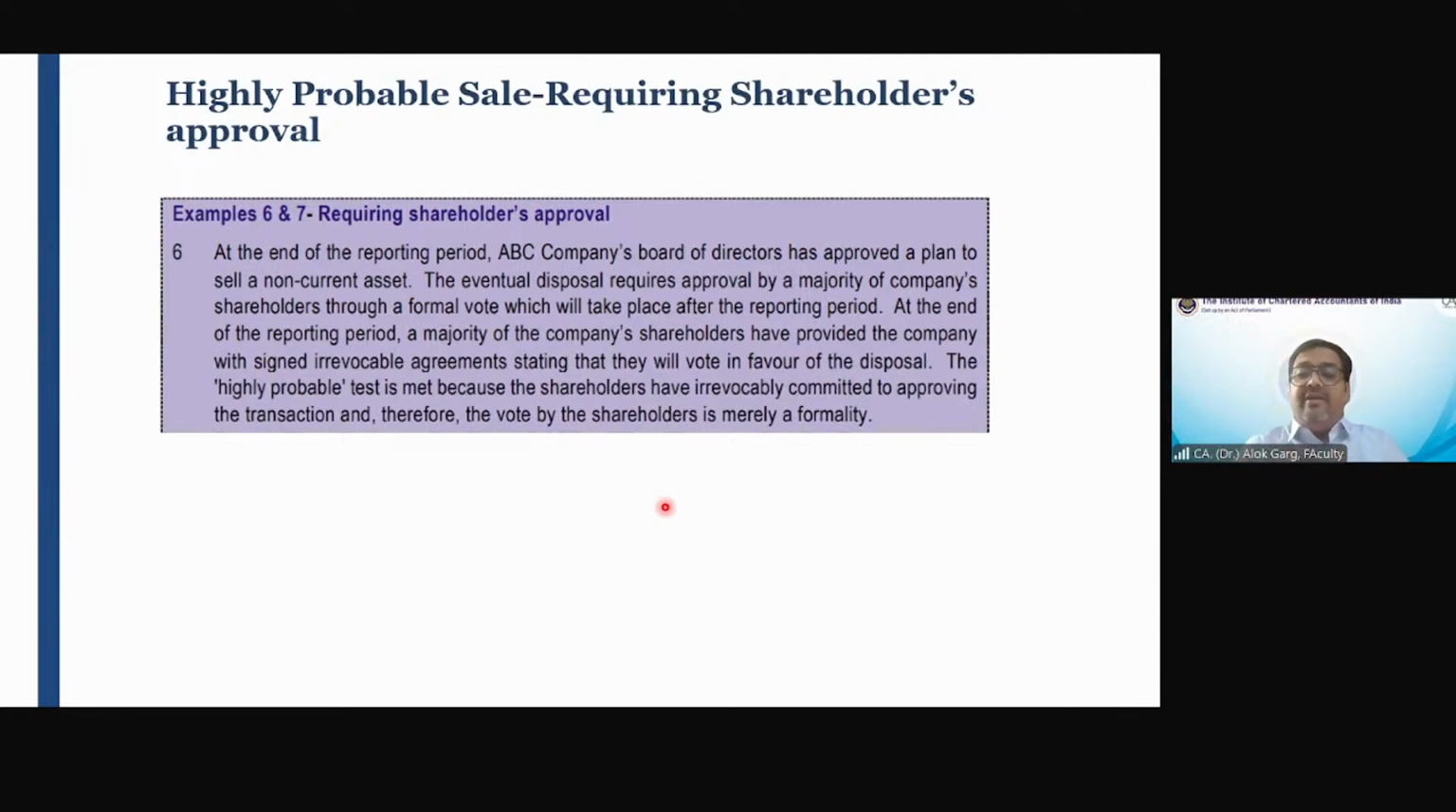So if today, on the reporting date, the shareholder has already given an irrevocable consent that yes, we will vote in favor, in that case, the AGM is just a formality, right? In that case, the AGM is just a formality and you can say that the sale is highly probable. Okay. It means the approval will come from the shareholder. The management is committed to sell and the shareholder will also provide their approval. Okay. Right.